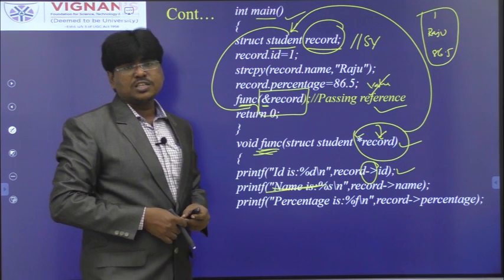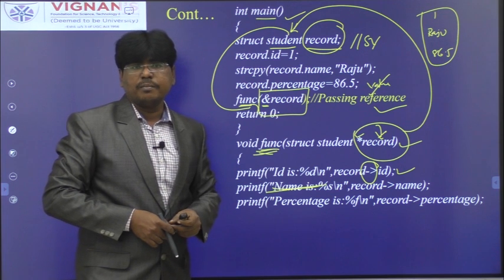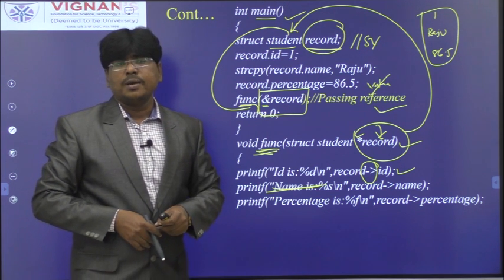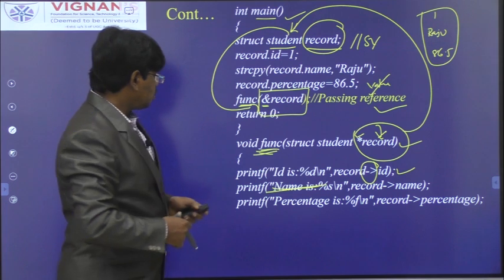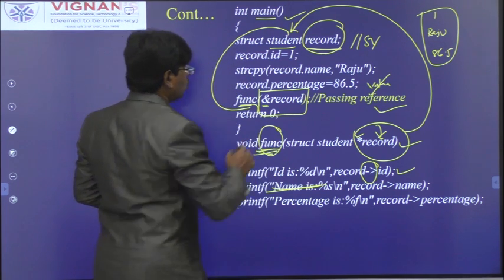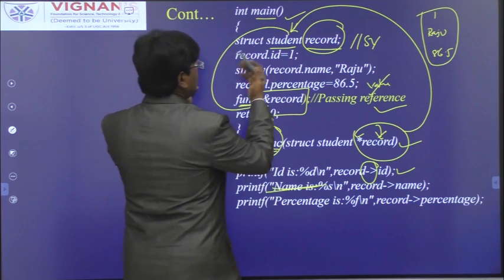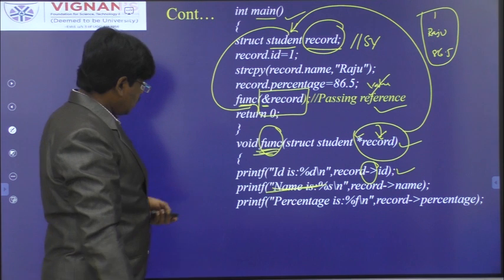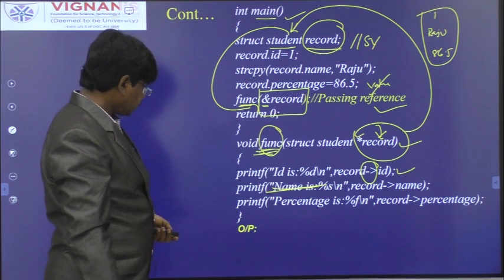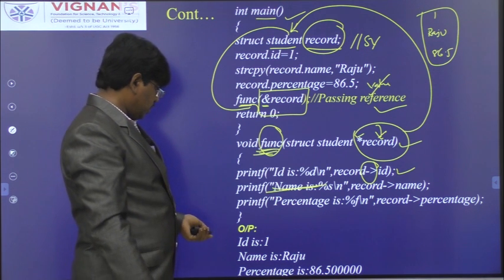So in this concept, the structure is passed from the main function to the FUNC function by passing its address. If FUNC wants to do any modification or updation to the members of the structure, it will be reflected in the FUNC function as well as the main function. After that, I am simply displaying the values: ID, name, and percentage.